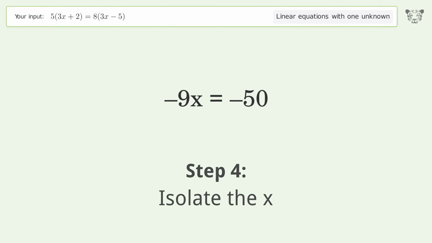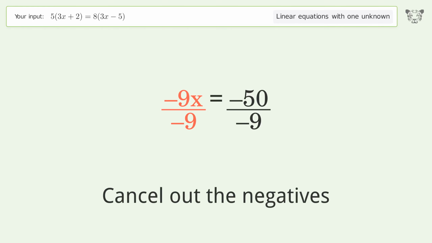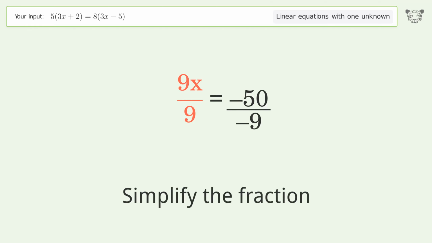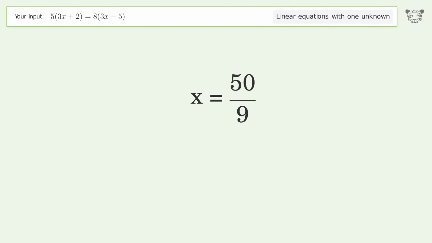Isolate the x. Divide both sides by -9. Cancel out the negatives. Simplify the fraction. Cancel out the negatives. And so the final result is x equals 50/9.